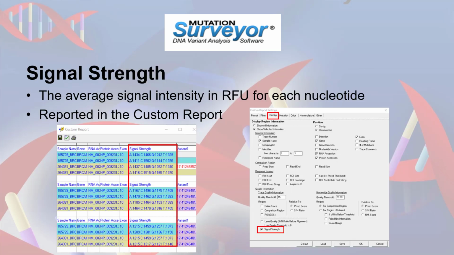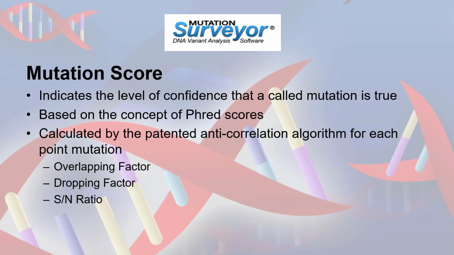Signal strength is the average relative fluorescence signal intensity for each nucleotide and can be used to evaluate overall trace quality. Output of signal strength is available in the Custom report with the setting located at the bottom of the Display tab of the Custom Reports settings. Please note that Mutation Surveyor does not calculate these values, but instead reports the values that are embedded in the trace file. The last quality scores we will cover provide a level of confidence for a particular mutation call.